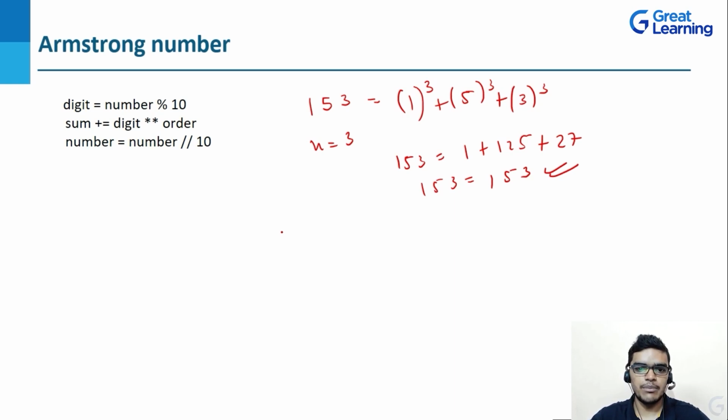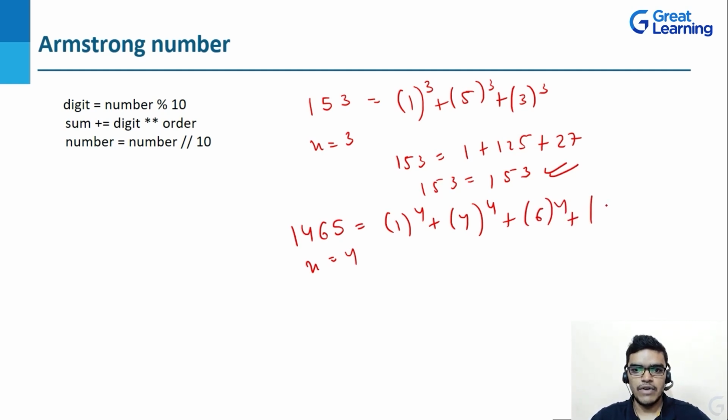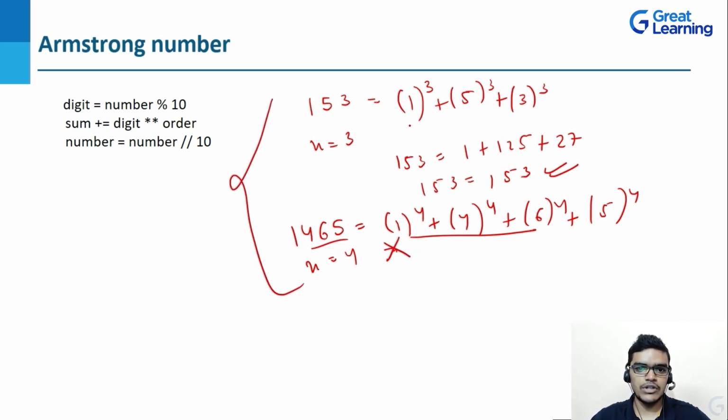Let's take one more example. Let's say I have 1465. How many digits do we have? N is equal to 1, 2, 3, 4. We have 4 digits. So I write 1 to the power 4 plus 4 to the power 4 plus 6 to the power 4 plus 5 to the power 4. If this is equal to 1465, then it will be an Armstrong number, and if it is not equal, then it will not be an Armstrong number. Okay, so this was the basic idea about Armstrong number.